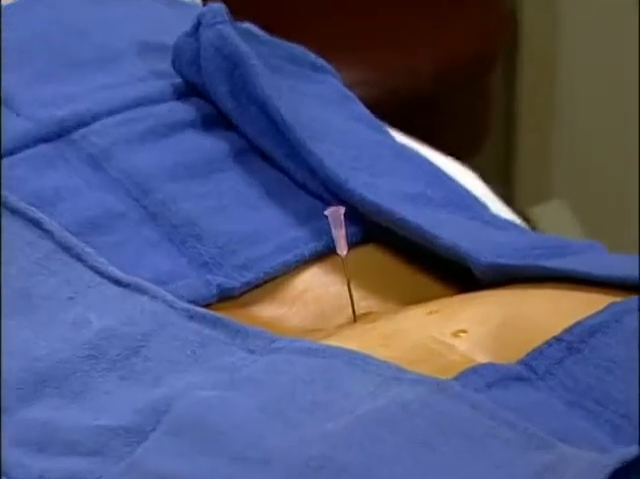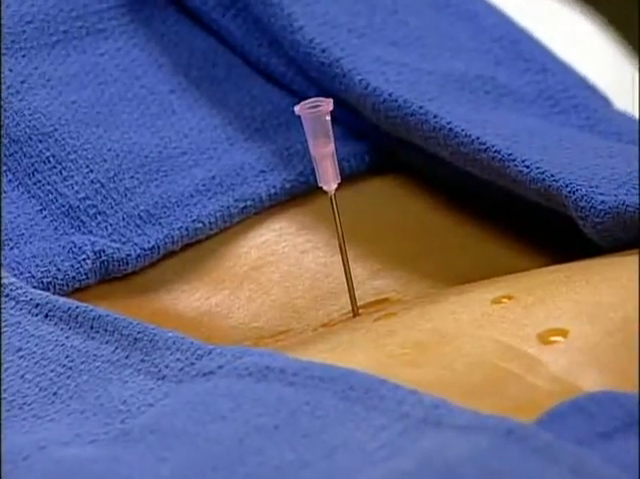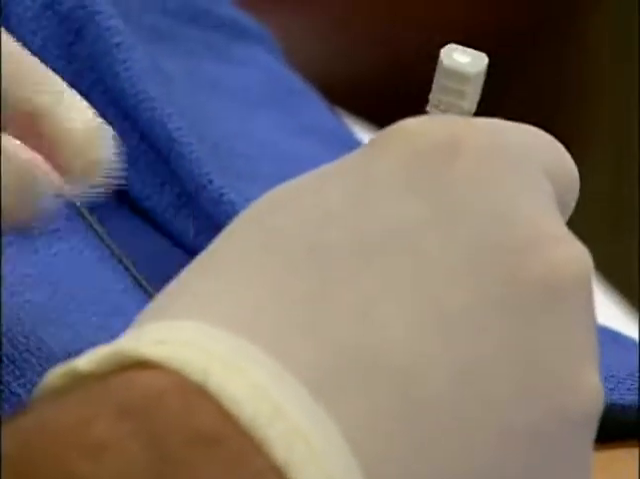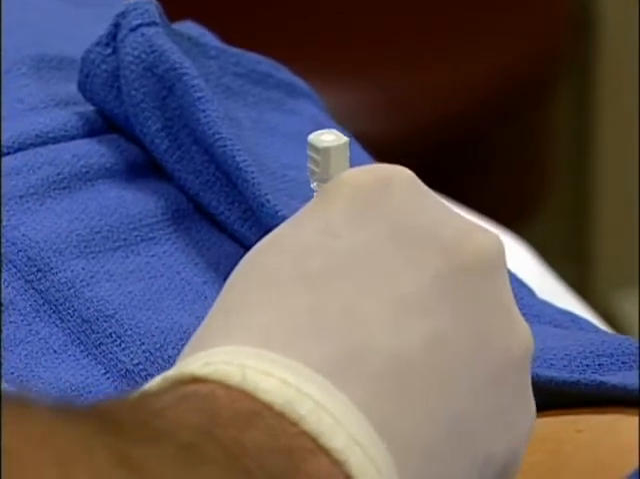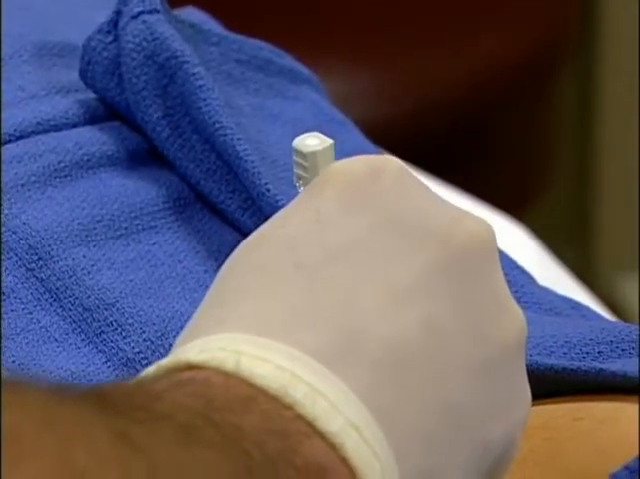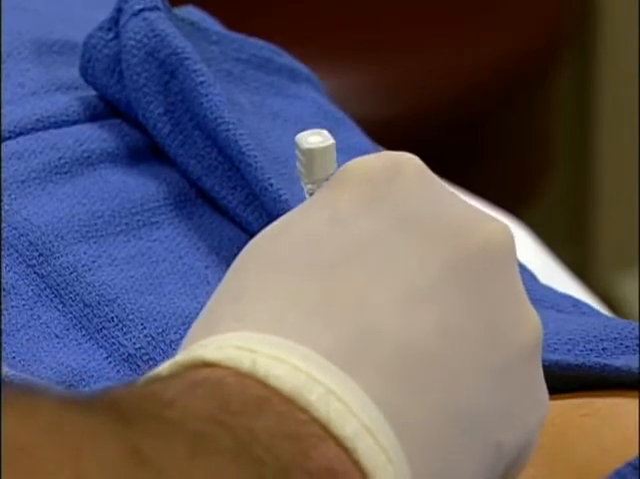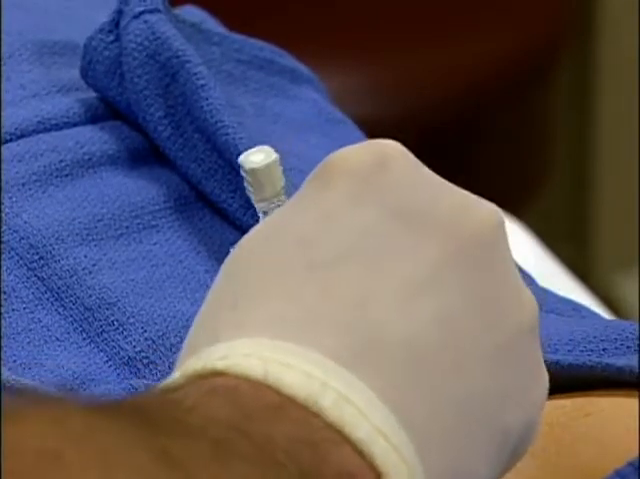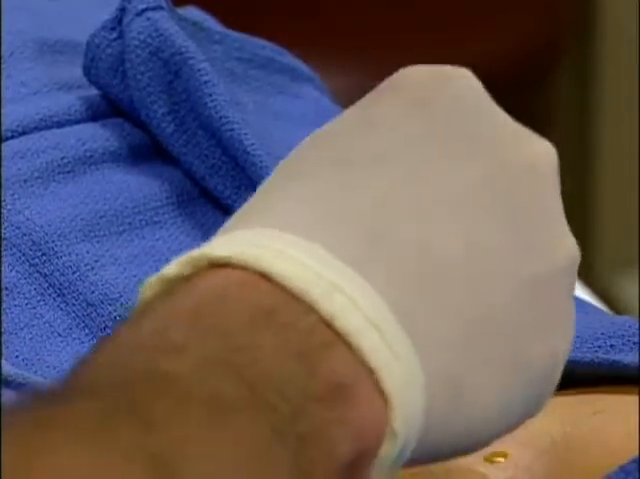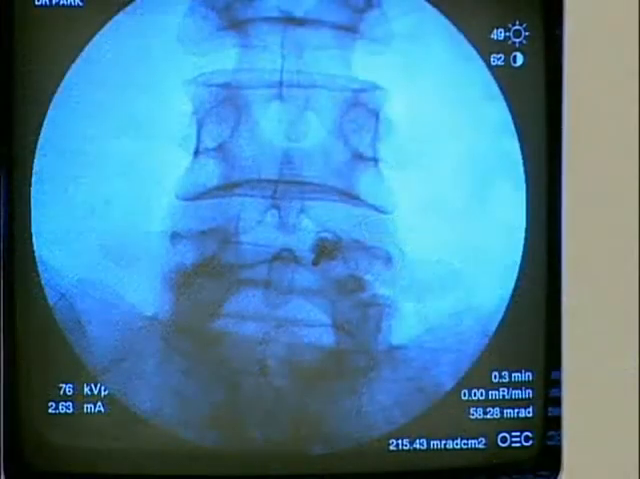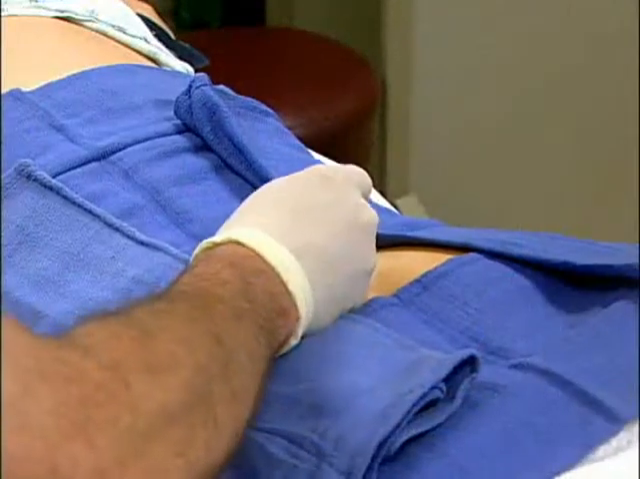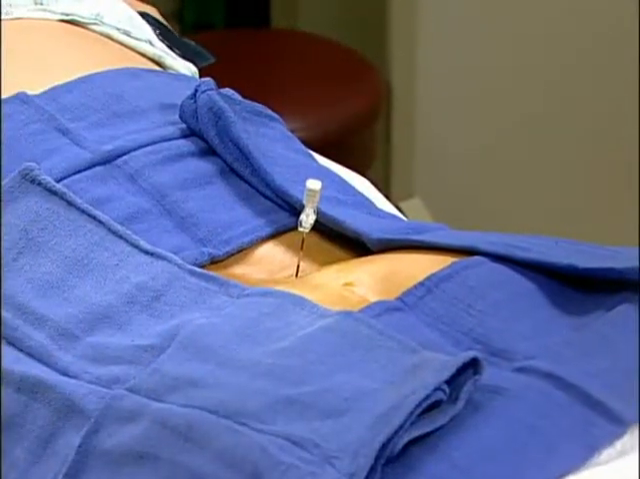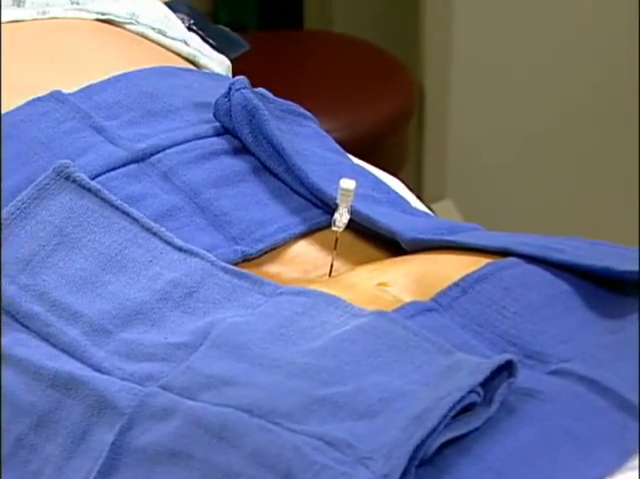Insert a 3.5-inch 17-gauge TUI epidural needle within the anesthetized soft tissue tract until contact is made with the superior end plate of L5, again using intermittent X-ray guidance to ensure proper needle placement. Once on the lamina, walk the TUI needle off the lamina superiorly and medially onto the ligamentum flavum.